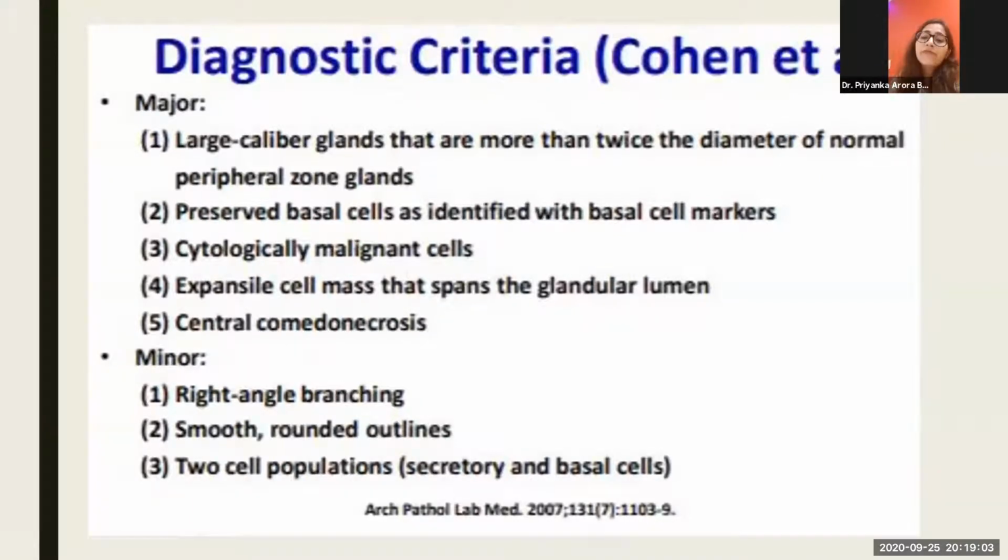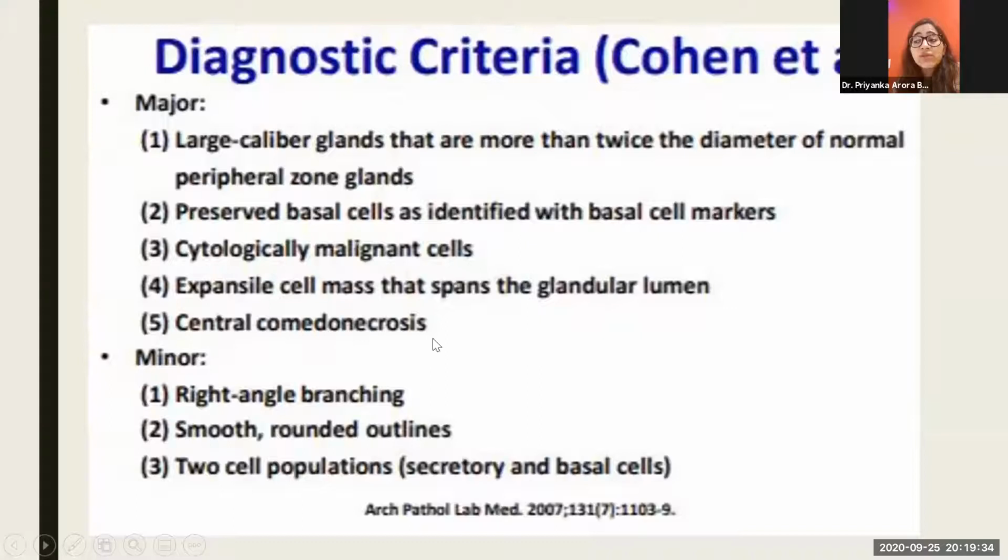Cytologically, the cells that are filling the glands from inside are malignant. To what extent are they malignant? Either they will have new comedonecrosis, or cribriform architecture, densely packed or loosely packed, or nuclei more than 6 times the size of the normal nucleus. Or an expansile cell mass that spans the glandular lumen, so the entire lumen is filled with the cells.